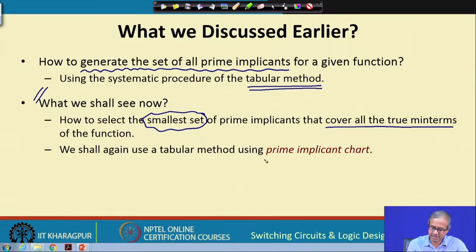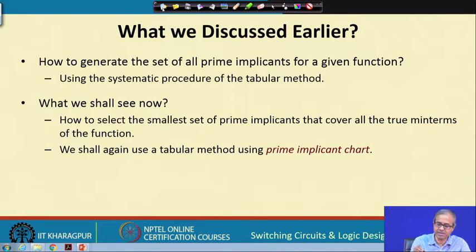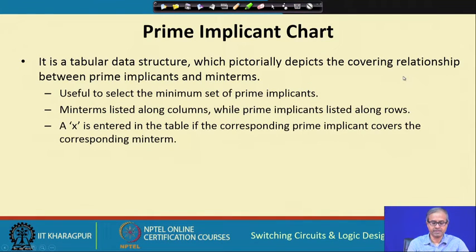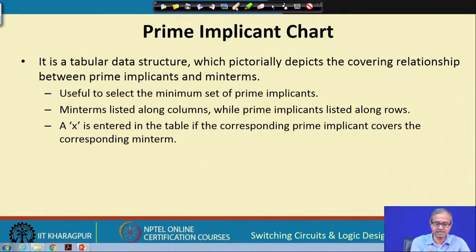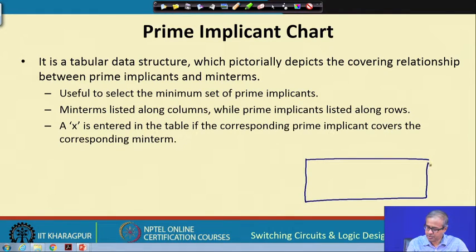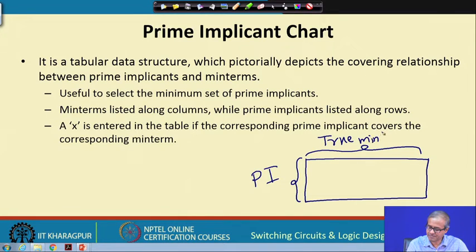Now that we have got the list of all prime implicants, let us try to see what is the best set of prime implicants we can select out of that, which will be covering all the true minterms of the function. Now, for doing this, again we shall be using a tabular method, and the table that we will be using now is called a prime implicant chart. Let us see what a prime implicant chart looks like. So, a prime implicant chart essentially is a tabular kind of a structure. So, basically it is a table kind of a thing. So, along the rows we list the prime implicants. So, all the prime implicants are listed along the rows, and along the columns we list all the true minterms. So, which prime implicant is covering which minterm, that we indicate by putting a cross mark. This is how the table looks like.